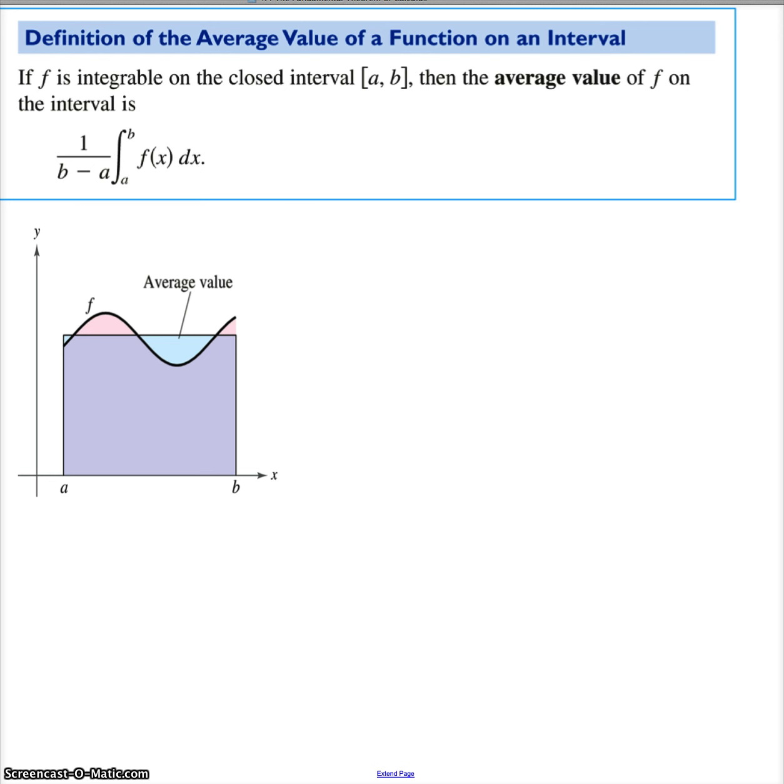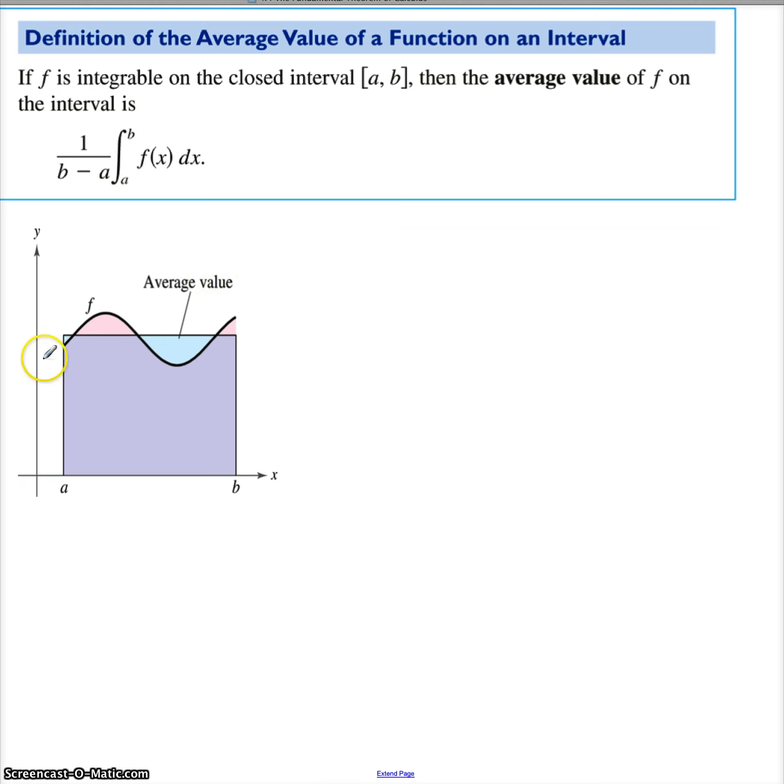Now, let's look at the definition of the average value of a function. The average value of the function is equal to 1 over (b minus a) times the integral from a to b of f(x) dx.